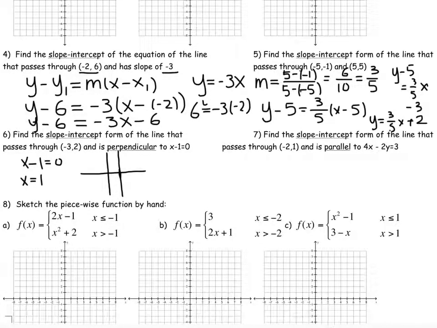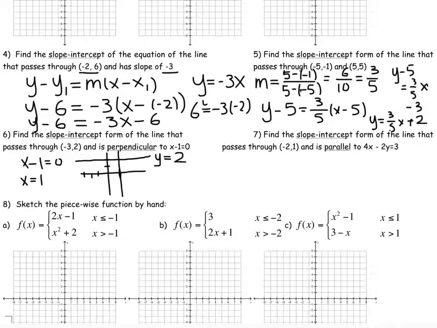And the line perpendicular to it passes through negative 3, 2. So what would be a line perpendicular to a vertical line? It would have to be a horizontal line. And a horizontal line, since it passes through negative 3, 2, you would have a y-intercept point of 2. So basically, it would be represented as y equals 2 with a slope of 0 because it's a horizontal line. Find the slope-intercept form.